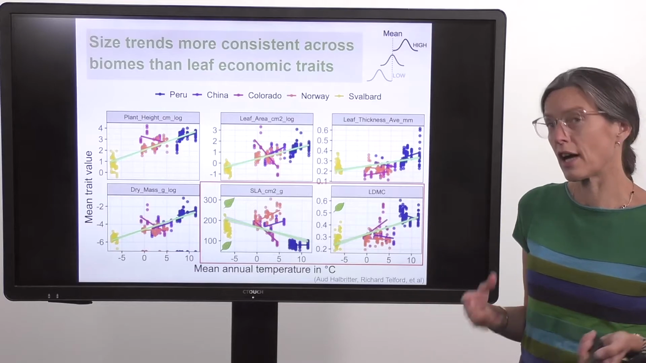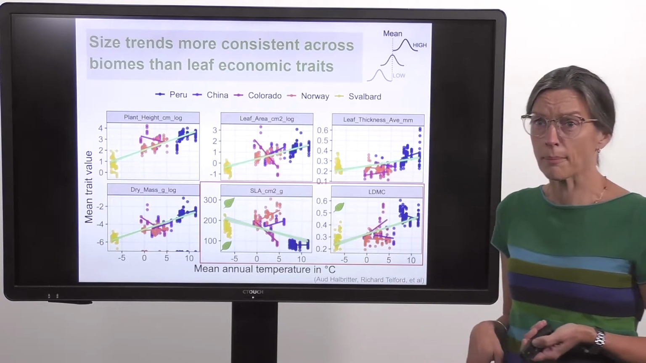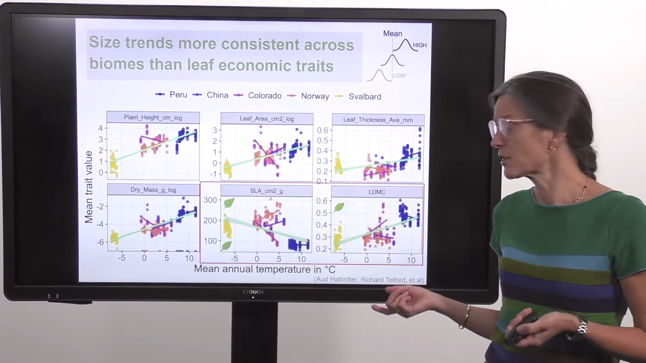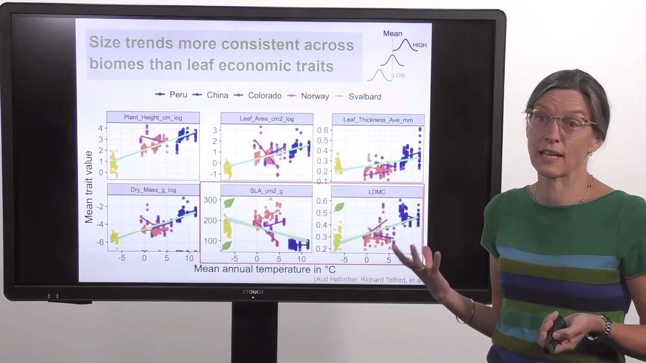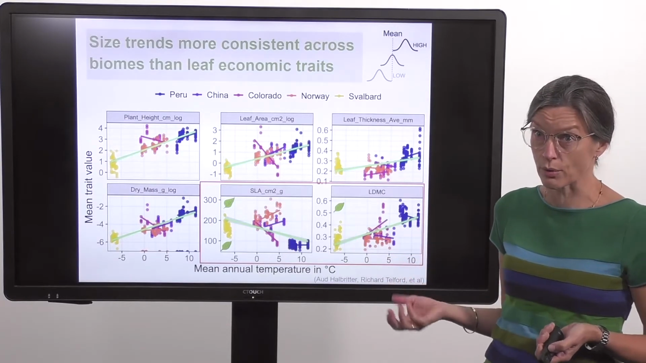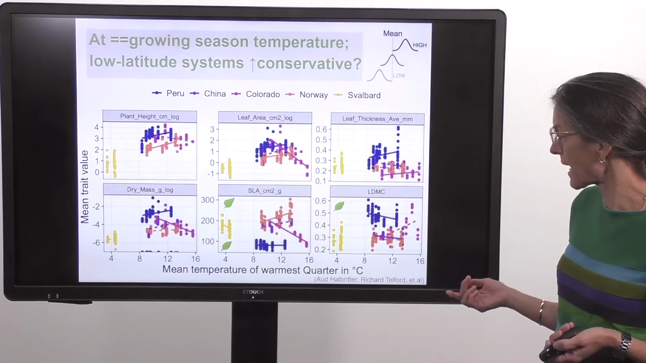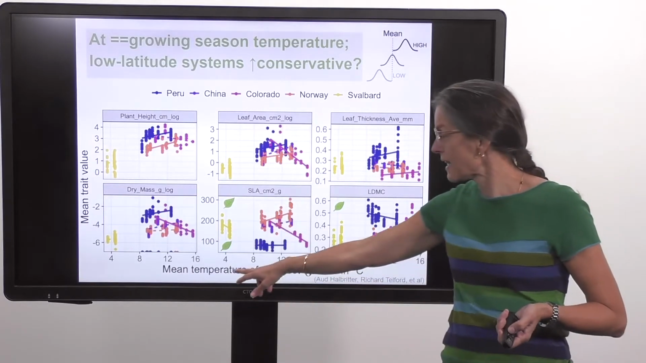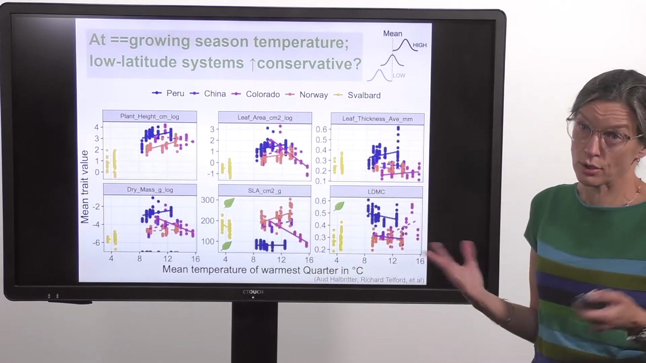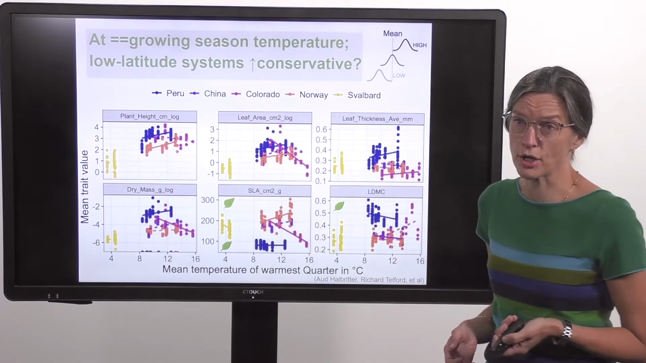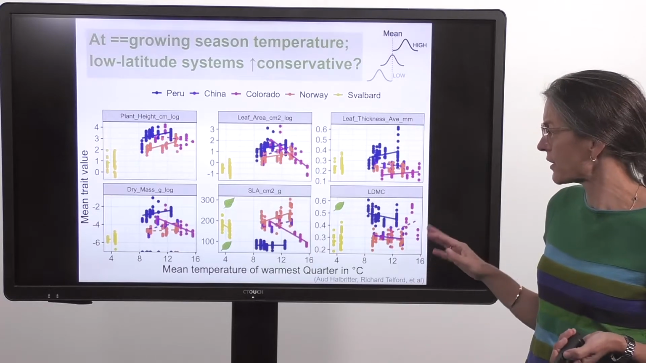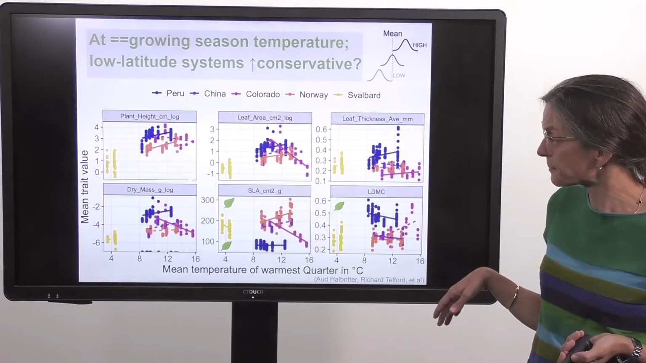So another way of lining these mountains up or comparing them is to look at the temperature that the plants actually are exposed to when they grow. So if we change our x-axis to be the mean temperature of the warmest quarter, so basically parts of the growing season, then the patterns look a little bit different.